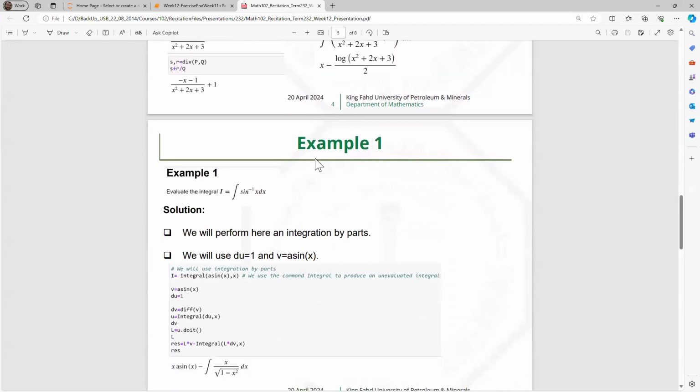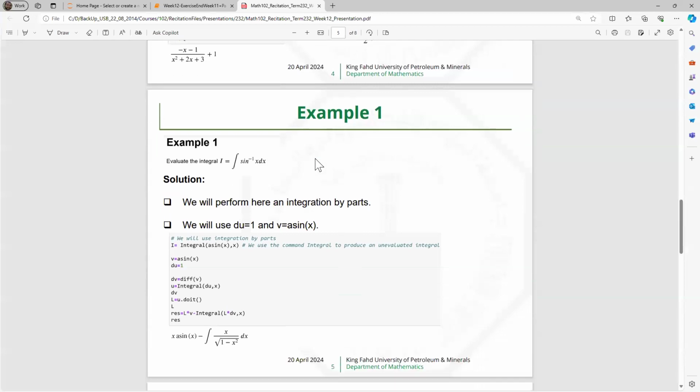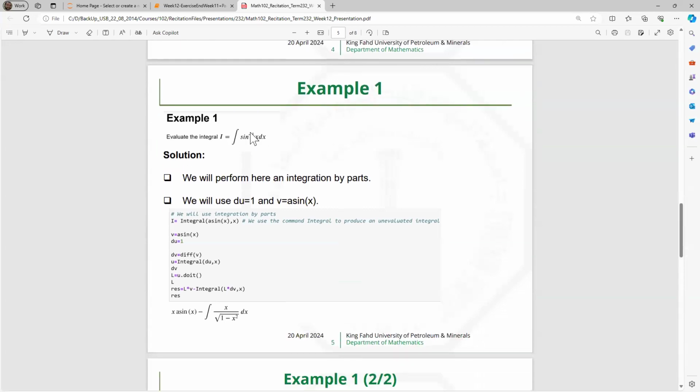Now we'll start the material for week 12, and we talk about the integration of, we said, trigonometric functions. And here we have I as the integral of sine inverse x. And what shall we do here? We'll do an integration by parts, and we will use du as 1 and v as arcsine. And notice that the arcsine function in SymPy is asin. Okay.